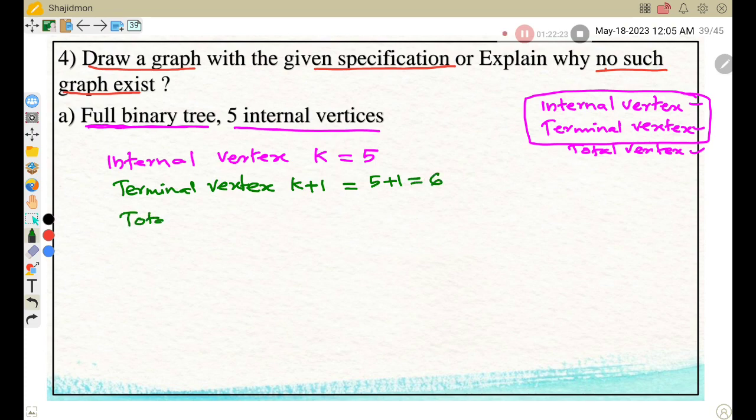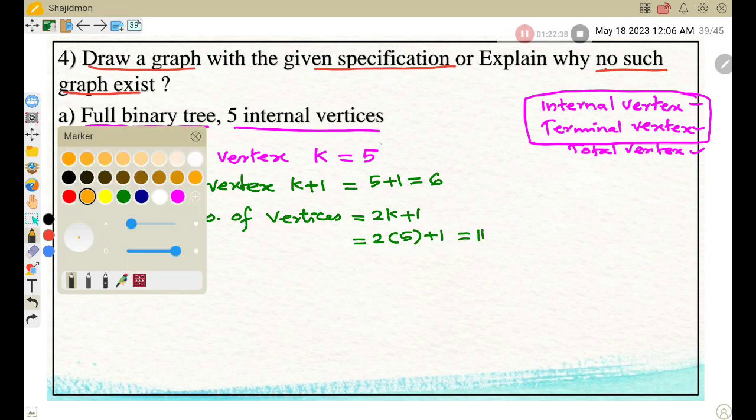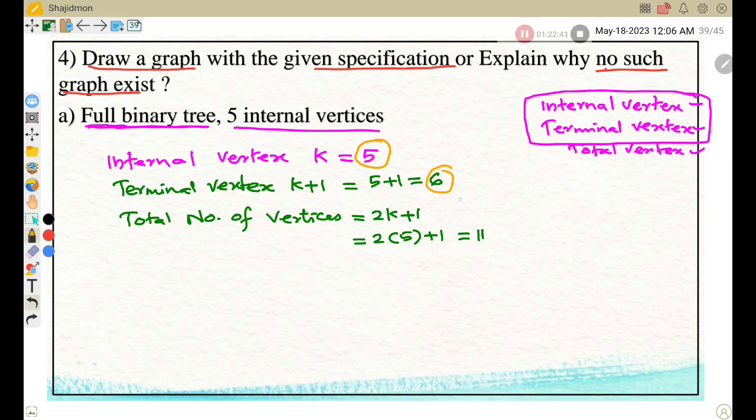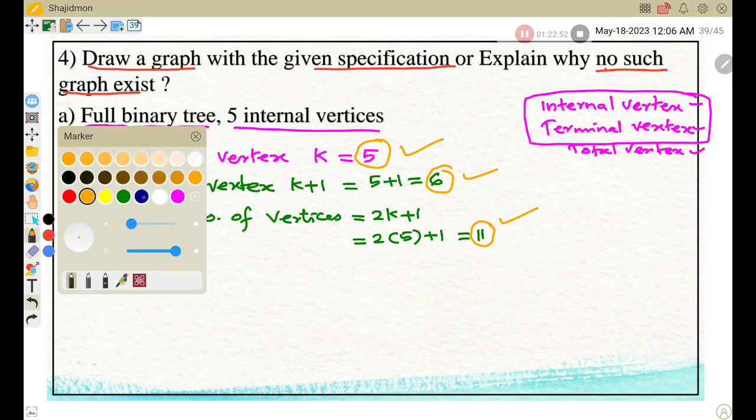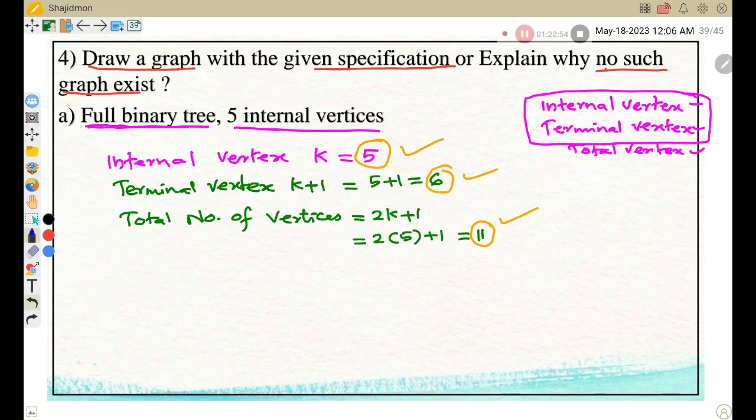Total number of vertices means 2k plus 1, correct? 2 multiplied by 5 plus 1, that is 11. You can also add these two numbers: 5 plus 6 is also 11. So whenever we need to draw a full binary tree, find these 3 numbers. Now we need to draw the graph. So how many internal vertices are there? 5. So we start with 5 internal vertices.